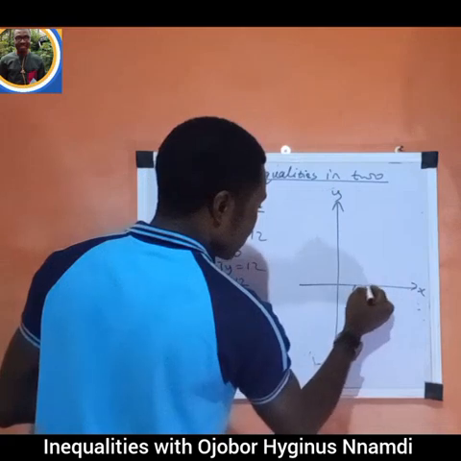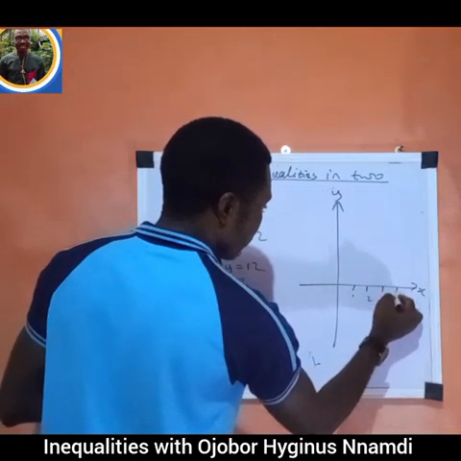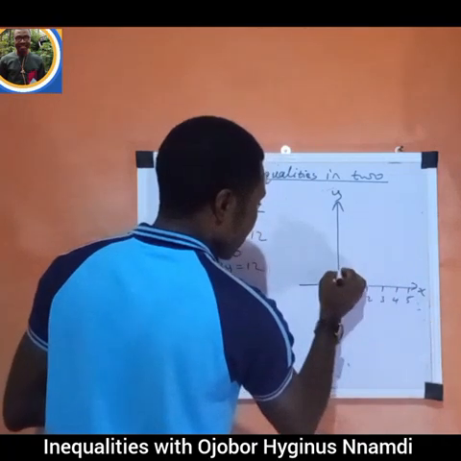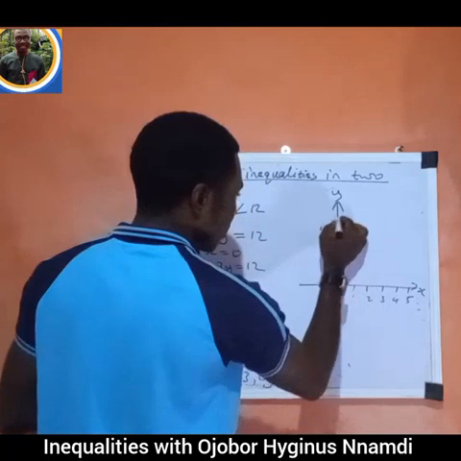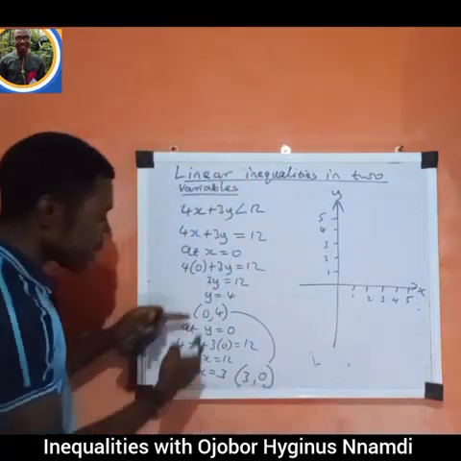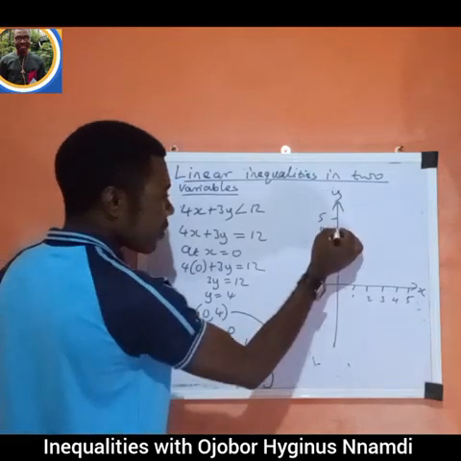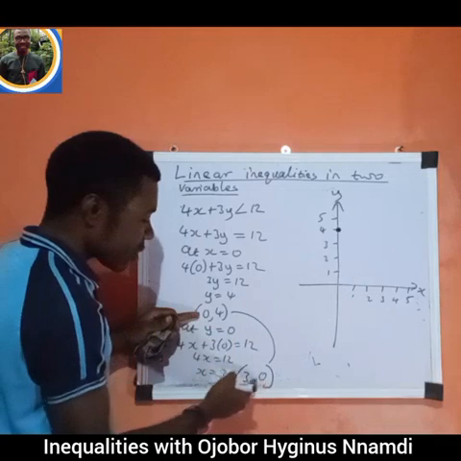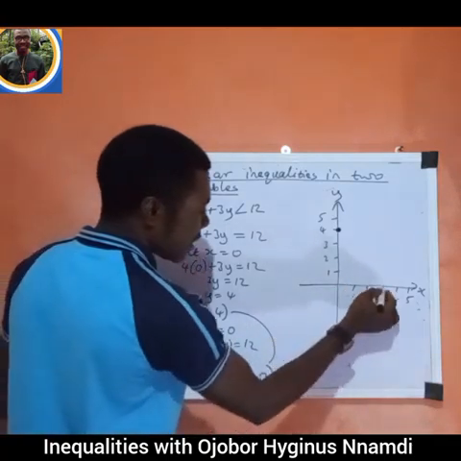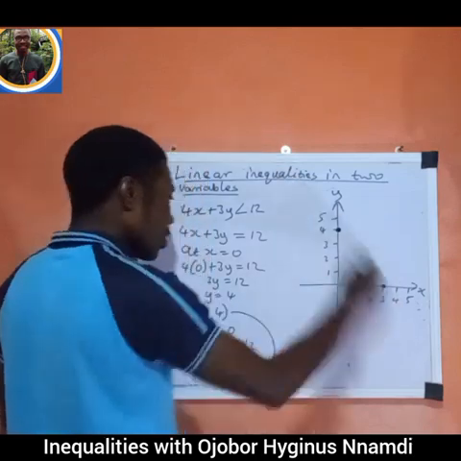So we have 1, 2, 3, 4, 5. I have 1, 2, 3, 4, 5. So I locate at x equals 0, y is 4. I'll locate 4 on y. And then at y equals 0, x is 3. I'll locate 3 on x. Then join the 2 points.